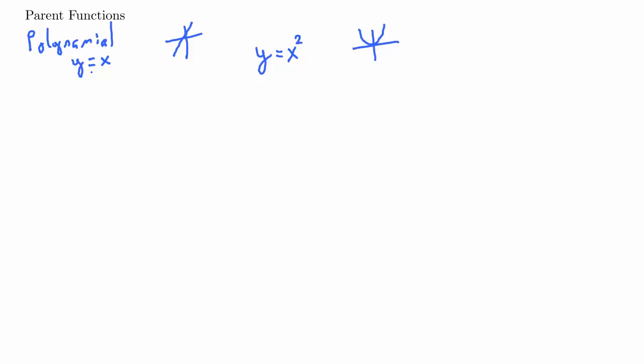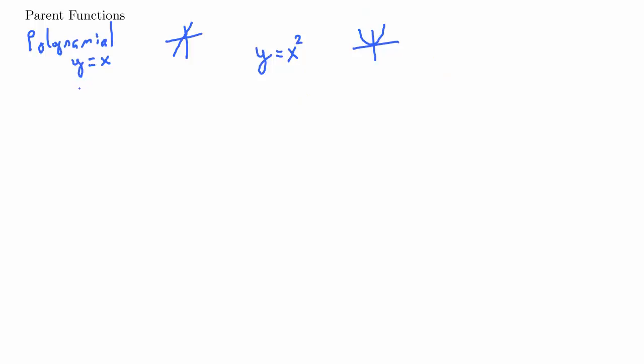So the domain for y equals x is all real numbers, and the domain for y equals x squared is all real numbers, because they're polynomials. The ranges, however, if you look at y equals x, that is all real numbers, but if you look at y equals x squared, that is 0 to infinity.